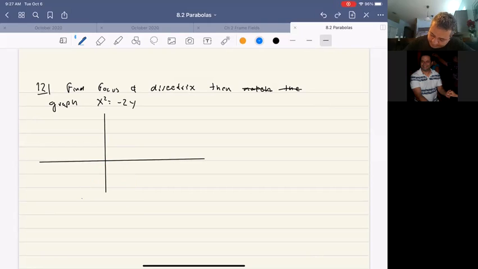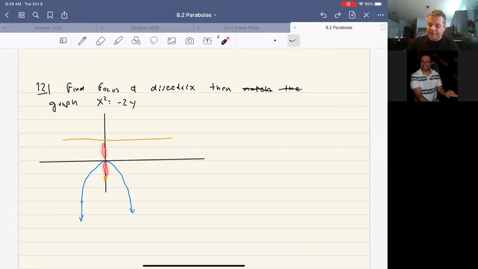That's a very ugly parabola there. Sorry about that. Still an ugly parabola, but it's not that ugly. Our focus is going to be down inside the parabola in some sense, and our directrix is up there. We need these to be equidistant to each other.